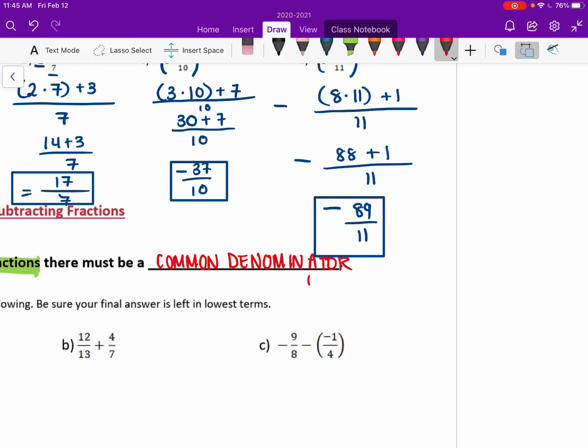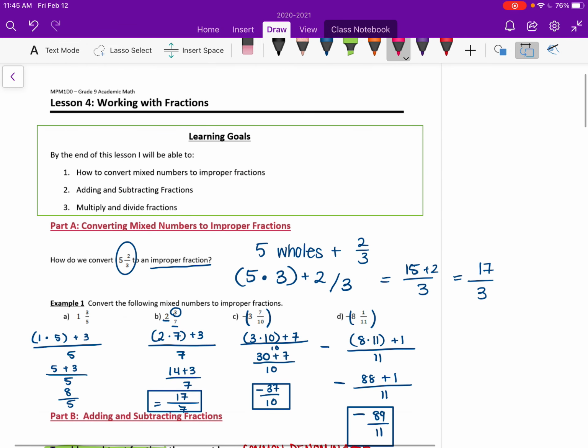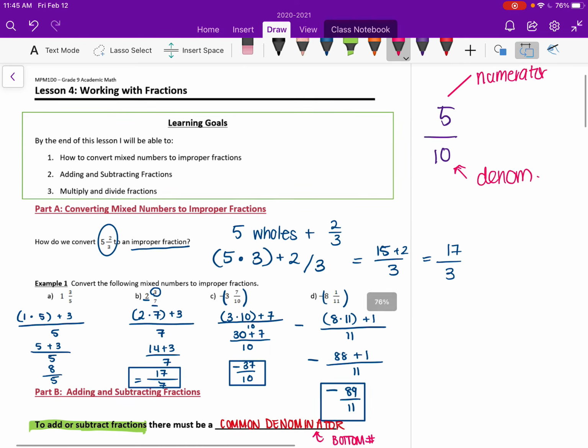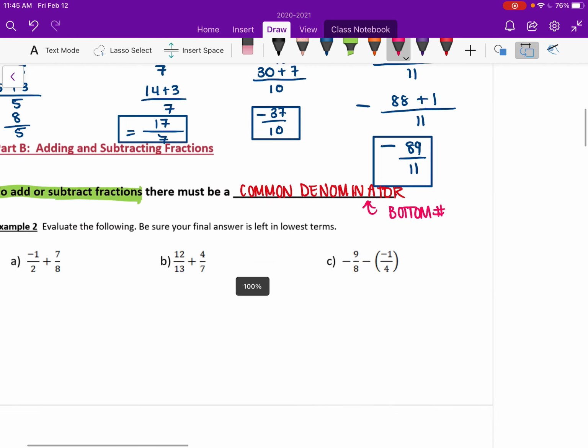And the denominator, just a little bit of review of terminology here, is the bottom number. Right, so the anatomy of a fraction, as I like to say, is you have 5 over 10. This is the numerator, and this is the denominator.